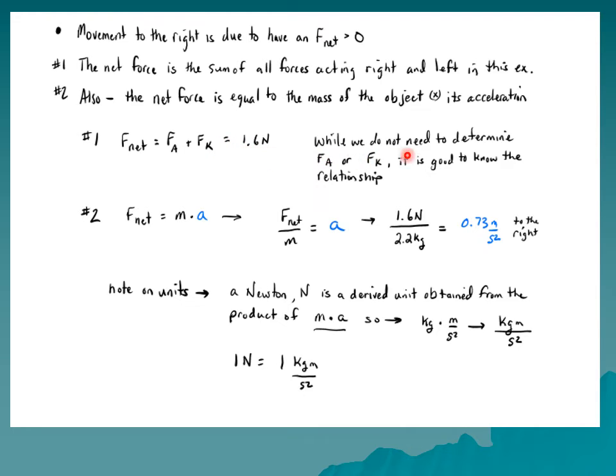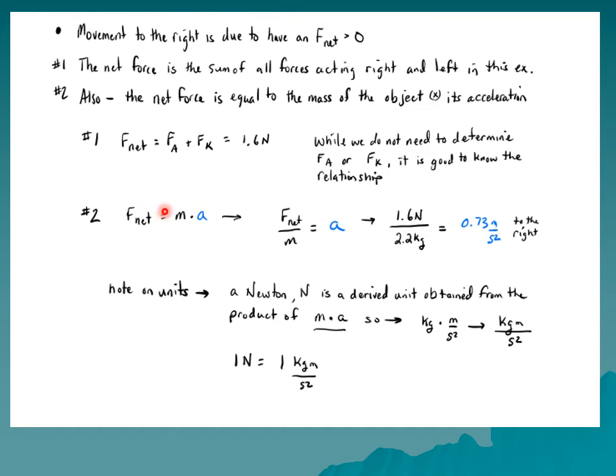So while we do not need to determine the applied or the kinetic friction, it's good to know that the relationship exists, how it exists, and the fact that they will sum up to 1.6 regardless of what they are. Number two, also, the net force is equal to the mass of the object multiplied by its acceleration. So let's take a look at number two.